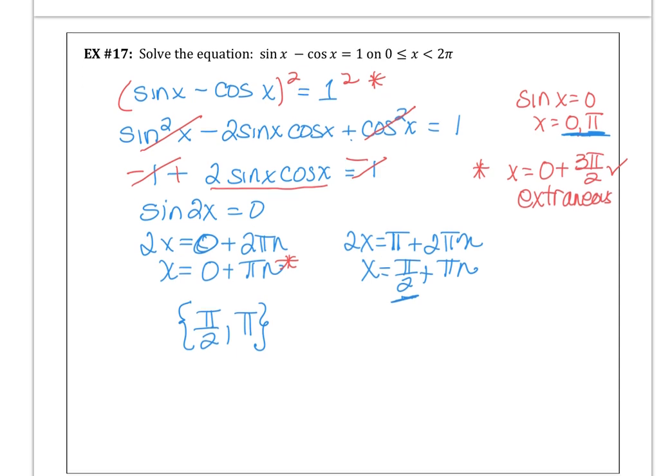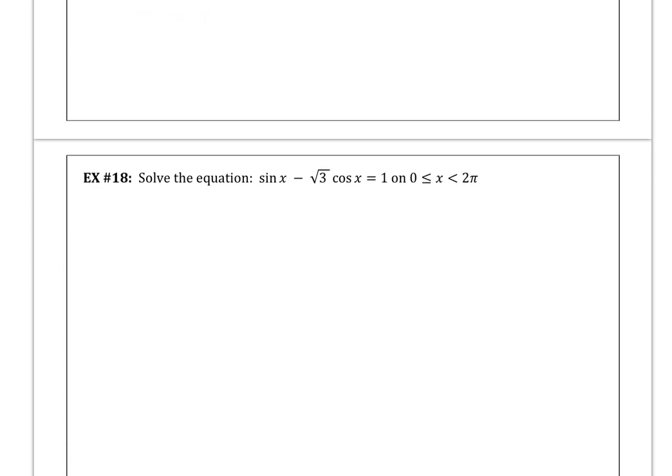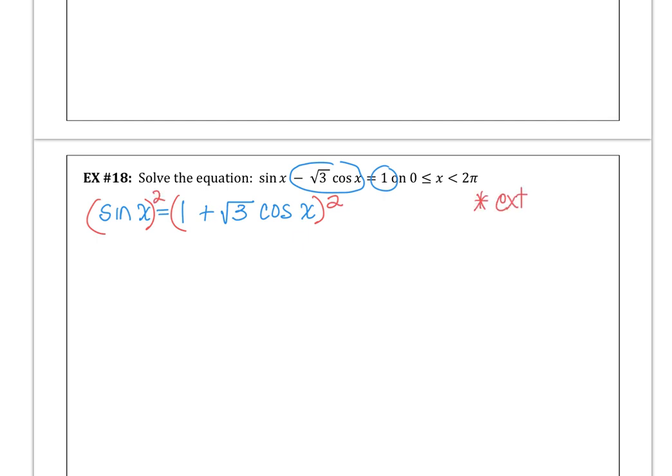Our last example is also a little tricky. We want to have sine of x minus radical 3 cosine equal to 1. So I'm going to introduce that squaring both sides again. The sine of x, let's add this to the 1, is 1 plus radical 3 cosine. So anytime we square both sides, you got to check for extraneous, because we're introducing the possibility when we square both sides.